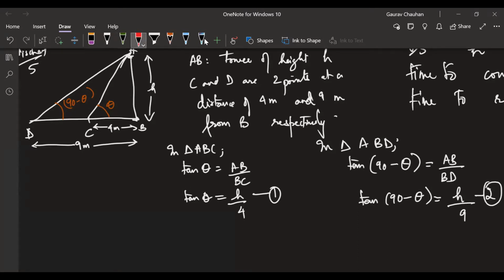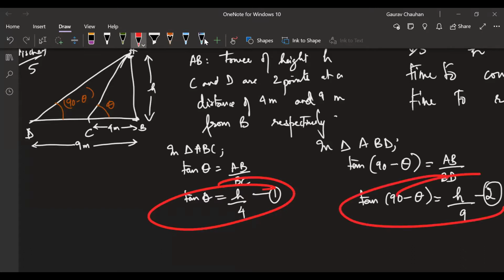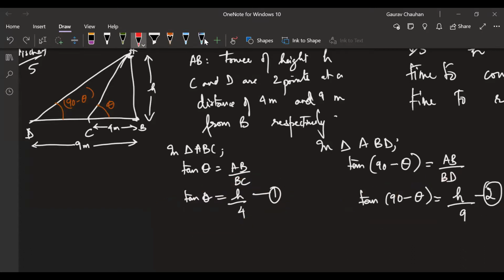I have tan theta here and I have tan of 90 minus theta here. What is tan of 90 minus theta? What am I going to do with this? Anyone has any insights? G, go ahead. Sir, we have tan theta is h by 4, so in the second equation, tan is equal to 90 minus h. No, G, this is not multiply. I cannot put anything here. I don't know what theta is. Tan theta is a function. I cannot substitute a value here. I have no idea what theta is.